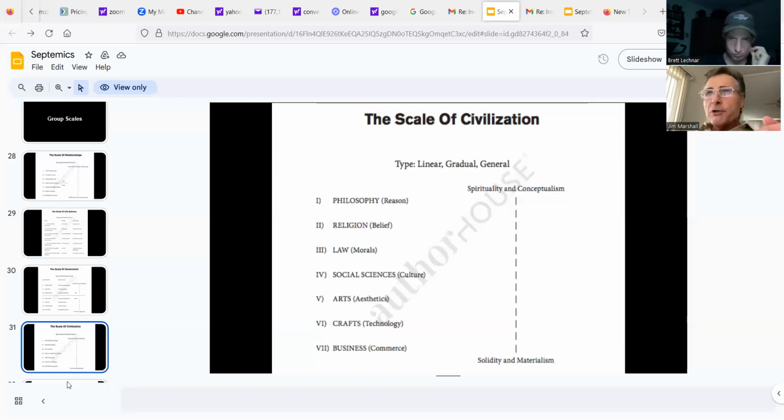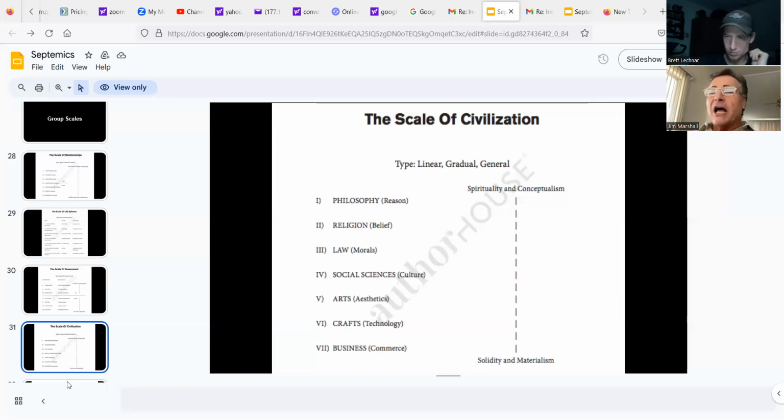Now, once you have a philosophy, it becomes possible to have religion, because what happens is the philosophy becomes ensconced in a religion. Religion is about belief. See, belief and reason are two very different things. In religion, it's not about reason, it's about belief. Either you believe in it or you don't. That's what religion is about.